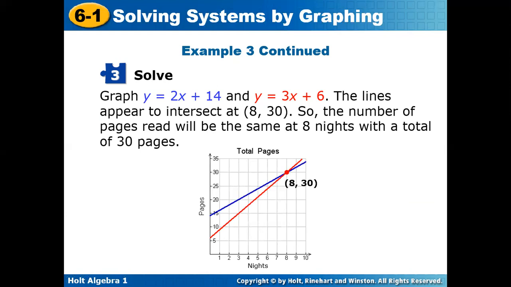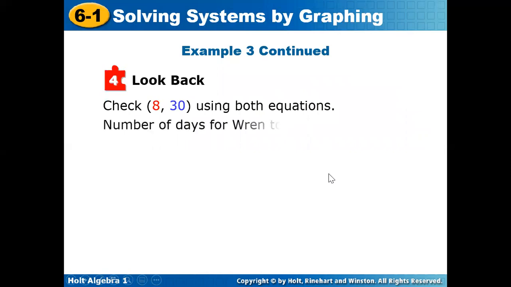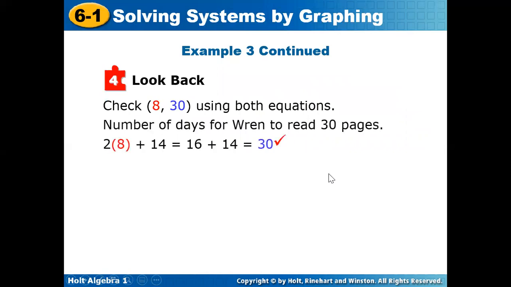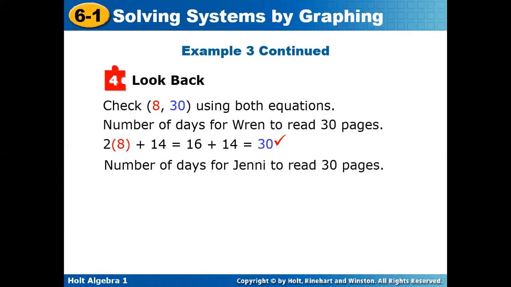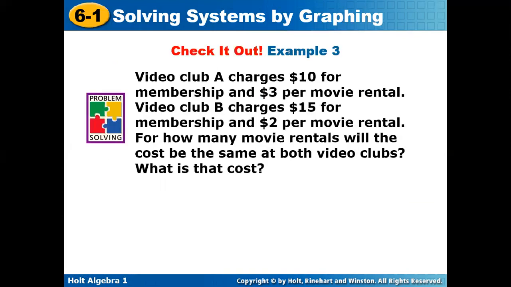There's your graph, right? And then we can see if it fits. Plug it in. It does. And indeed, it does. All right, we're going to do one more of these, and then we will check out solving systems in a different way.